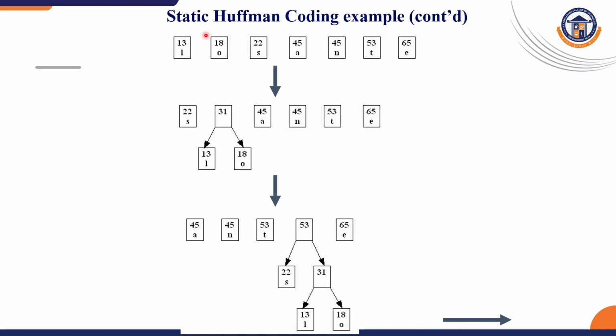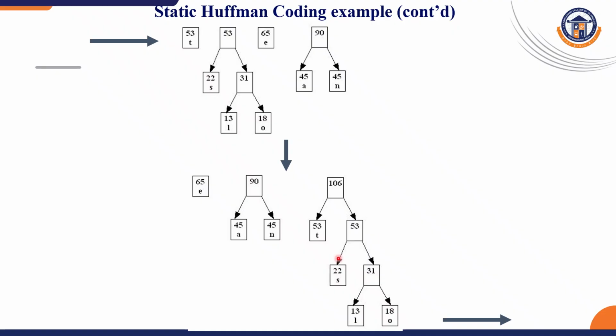So the static coding example is given here. The 31 is represented by 13 plus 18, and the 45 is A, 45 is N. The tree-based representation is being built. So 53 is T, and 53 is represented by 22 S and 31, and the 31 is represented by 13 and 18. And this 106 is represented by 53, 53, and 23, 31, and 13, 18.